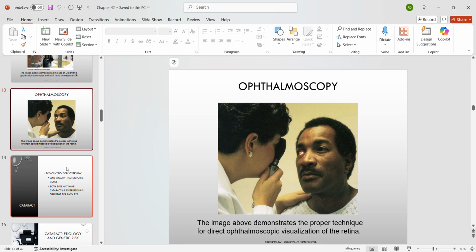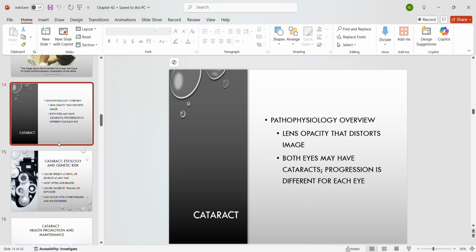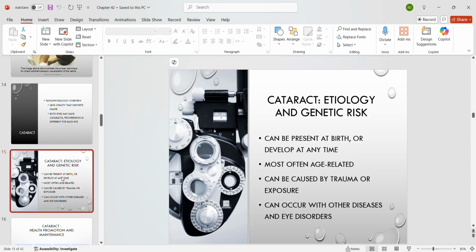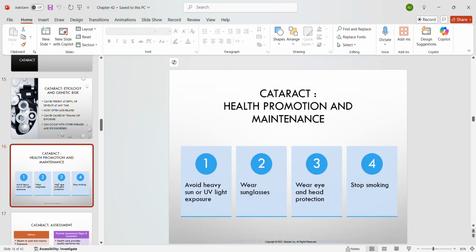All right, so it's just showing a picture here. It tells you again about cataracts. We've been talking about it. Lens opacity can be in both eyes, but progresses differently in each eye though. The cause, genetics, it lists here. It can be present at birth, develop at any time, most often age-related, can be caused by trauma or exposure.